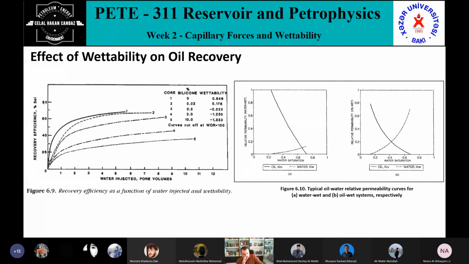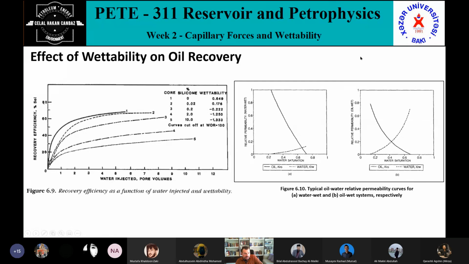How can I understand this? There's a very easy way of description for this. You see, there are two curves. Which one is oil wet, you said? It's right below. Okay, see, this plot A shows a water wet behavior, and this plot shows an oil wet behavior.